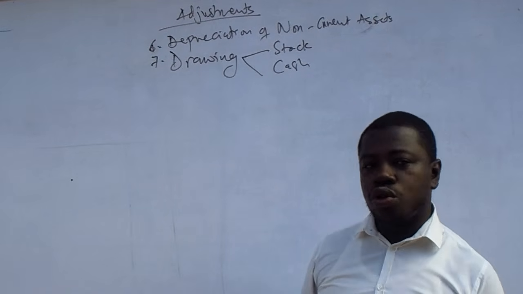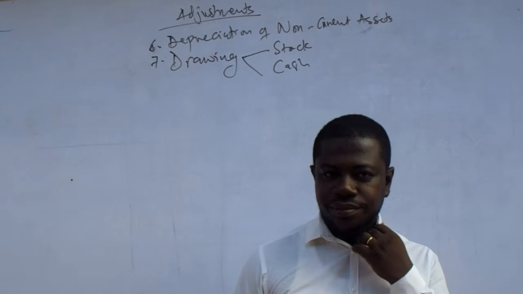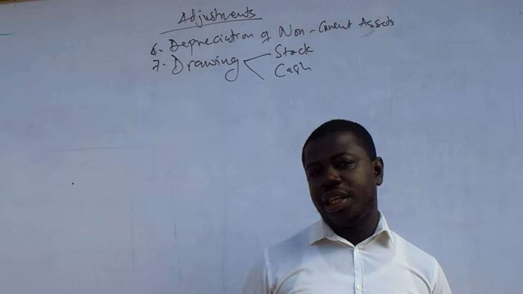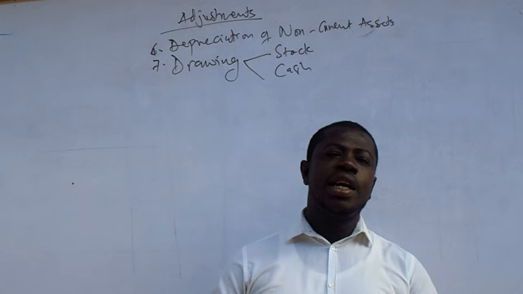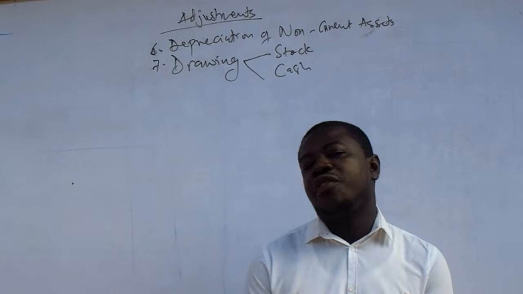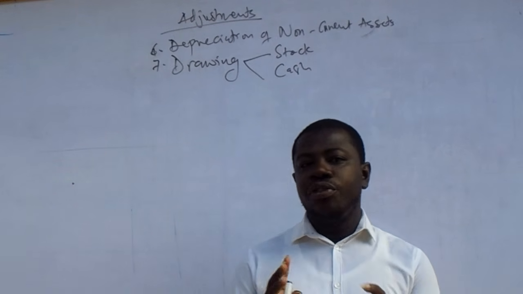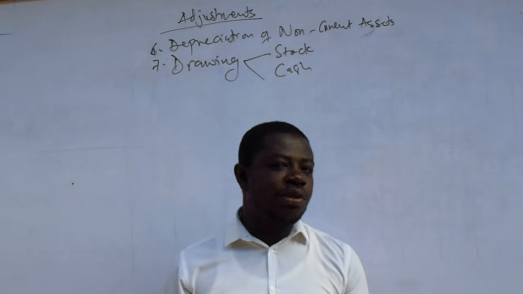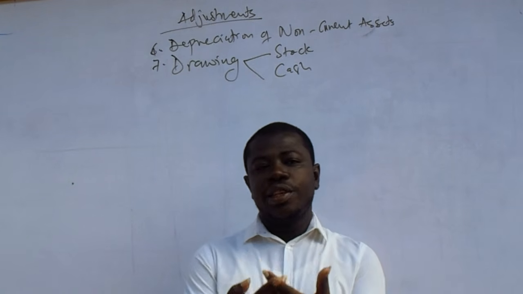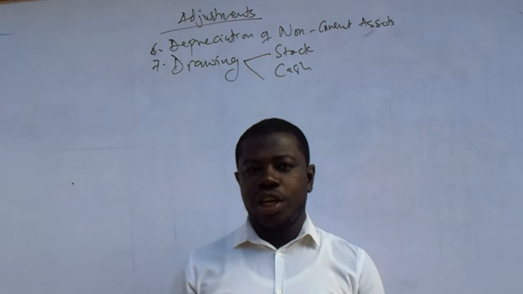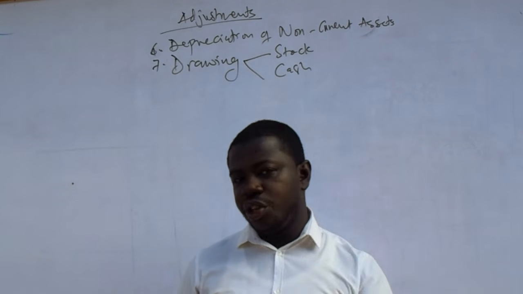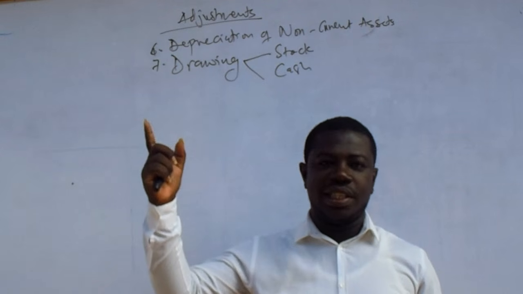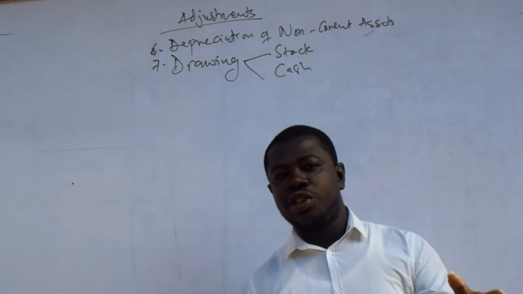Now, whether cash or stock drawing, the treatment will be different. When the stock drawings are in the additional information, this is how it's going to be. You are going to see that the proprietor has taken goods for personal use, and the double entry is this. When the proprietor takes goods for personal use, it is your stock that is reducing. Your stock reduces, and then drawing increases. And so it is debit drawings, credit stock.